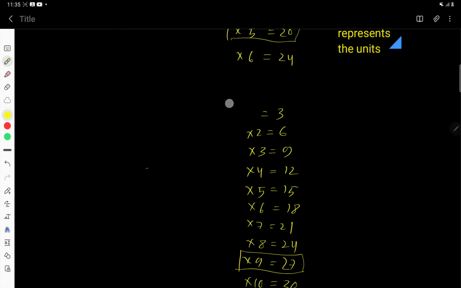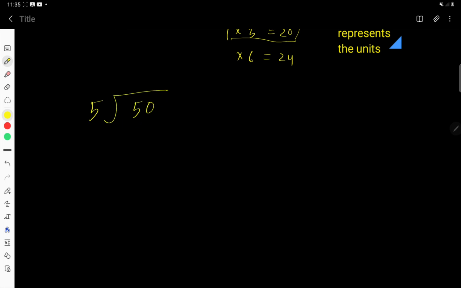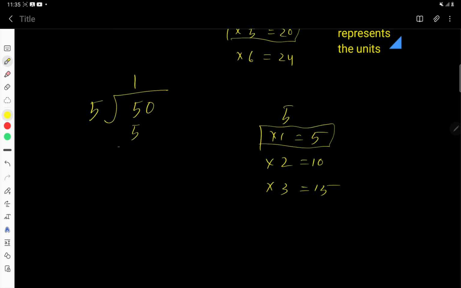Okay, now let us take another example. Let us delete this first. How to divide 50 by 5? 5 goes into 5 how many times? 5 times 1, 5. 5 times 2, 10. 5 times 3, 15. So 5 goes into 5 how many times? We have to consider this 1 times. 1 times 5, 5. Then if you subtract, you are getting 0.